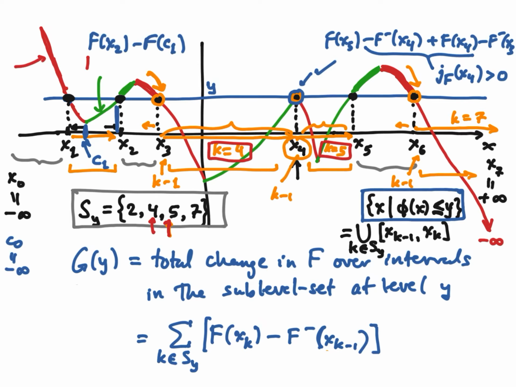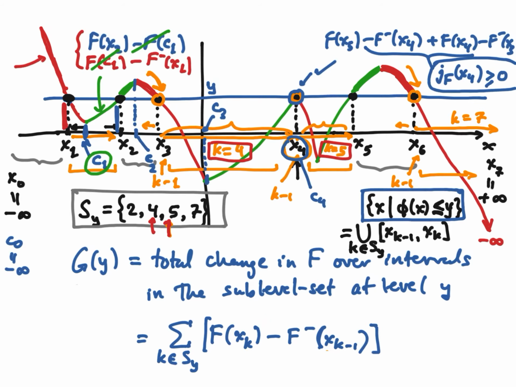And then x4 is also c4. That's a joining point between a green piece and a red piece, and we already talked about what happens there. It doesn't quite telescope away, but rather the jump in f at that point gets contributed, which is non-negative. It could be 0, but it could be positive, depending on whether big F is continuous at that point or not. Okay. But anyway, this is a correct formula for g of y, and this is a much easier formula to work with.